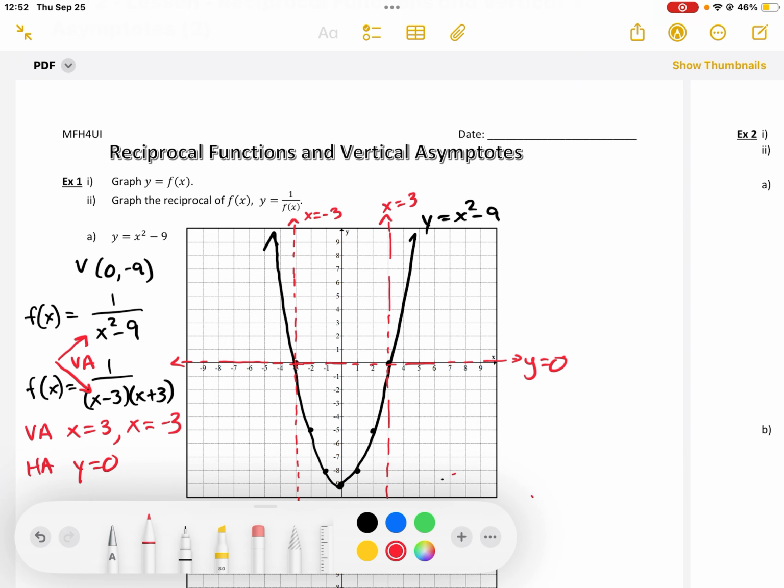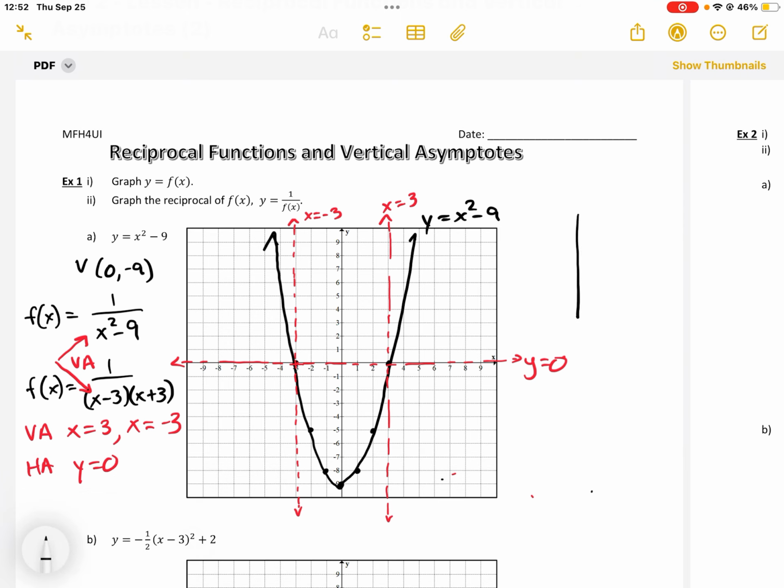So I'll use black for my original table of values. I've got x and f of x, and I'm going to put some values that I can identify really right here on my graph. So if I have x equals, well, let's do minus 1,000. f of x then is going to be 1,000 squared, which is a big positive number, and take away 9, which is definitely going to be positive. I know it's a big number. I don't really need to know what it is. I just know that it's positive.